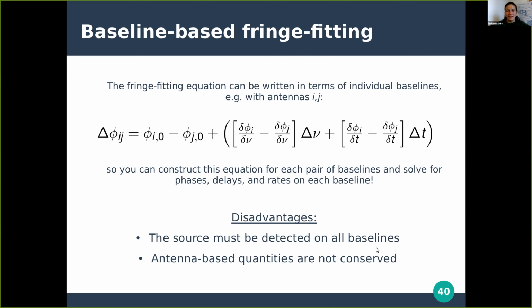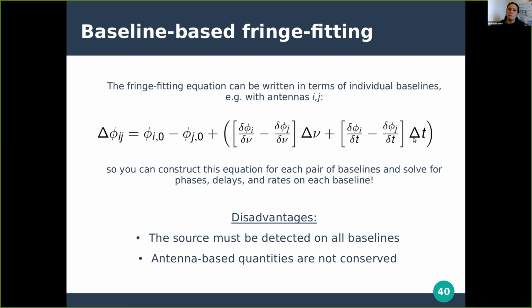So let's talk about baseline-based fringe fitting. The fringe fitting equation can be written in terms of individual baselines, for example, with antennas I and J. So here we have the phase error on baseline IJ, and here you have the phase offset on antenna I, the phase offset on antenna J. You have the delays for the baseline between antennas I and J, and the rates between antennas I and J.